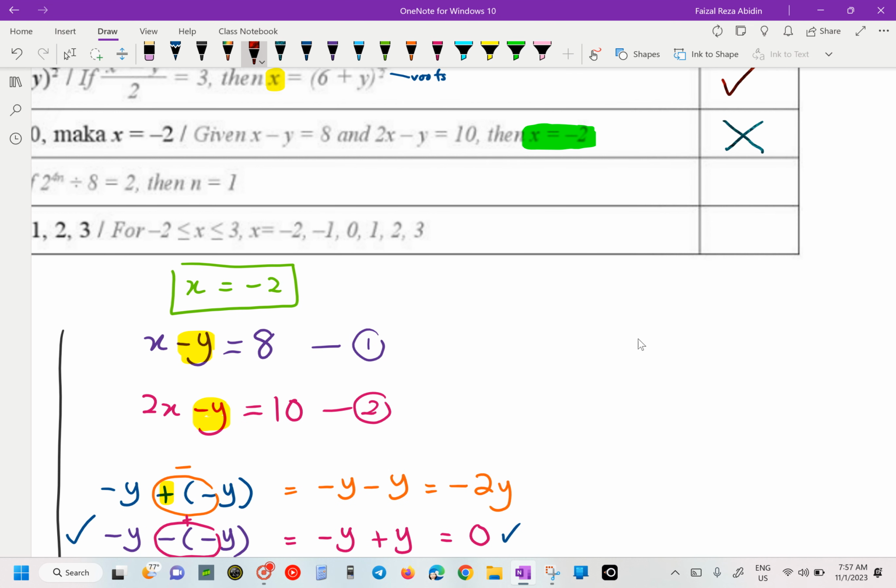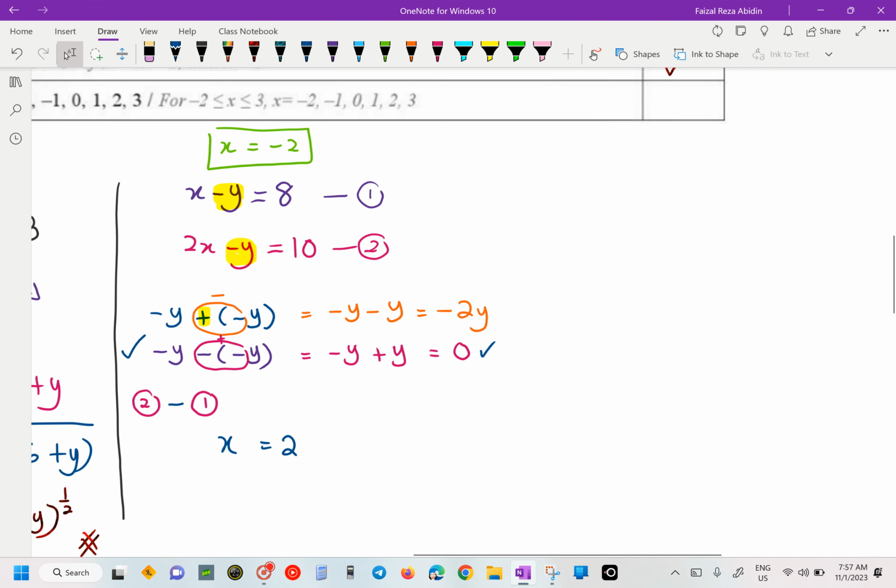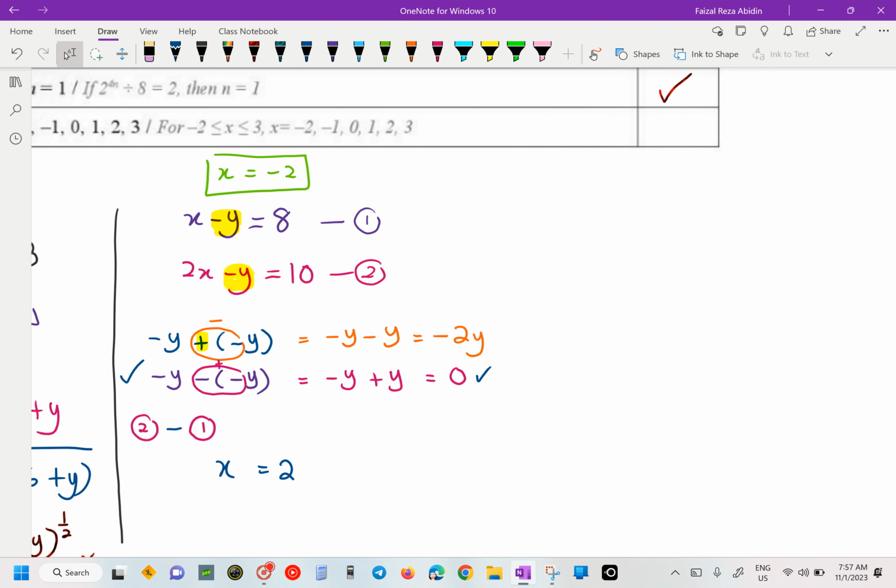Faham tak ni? Oh, cikgu buat. Okay. Cikgu. Terangkan. Oh, okay.